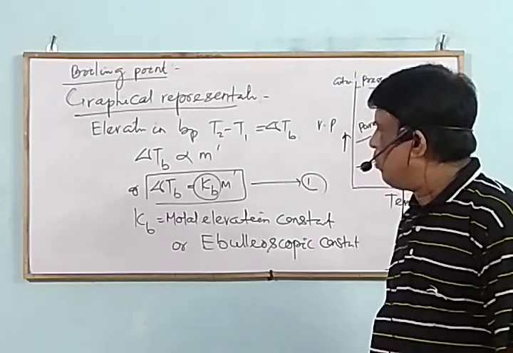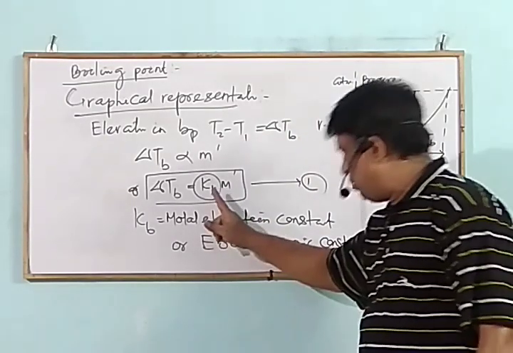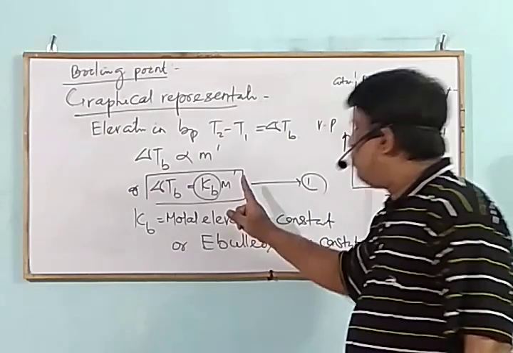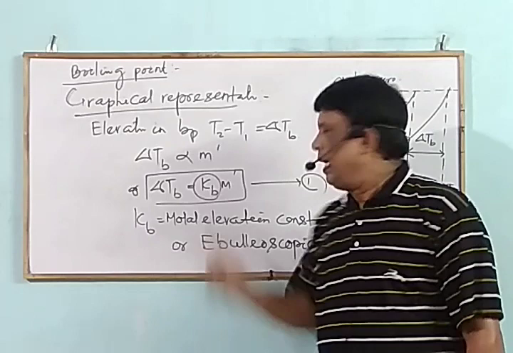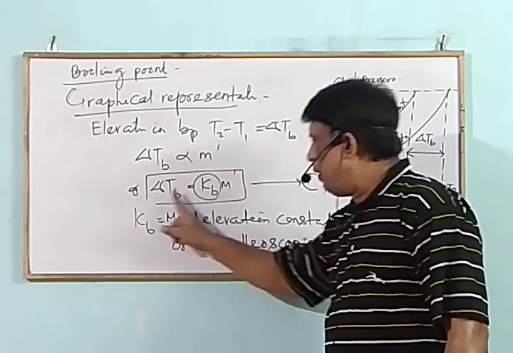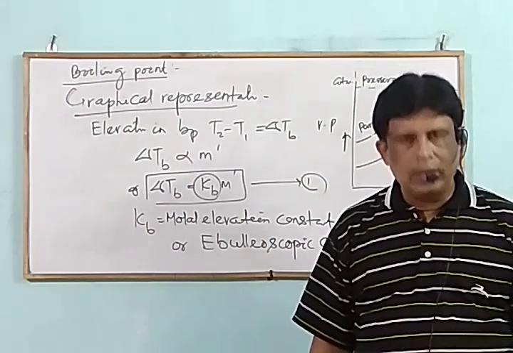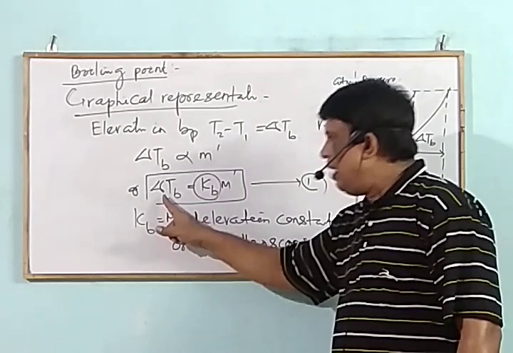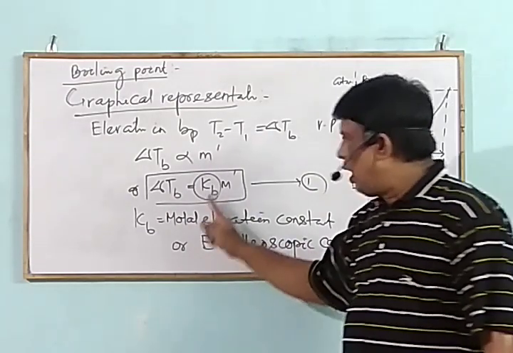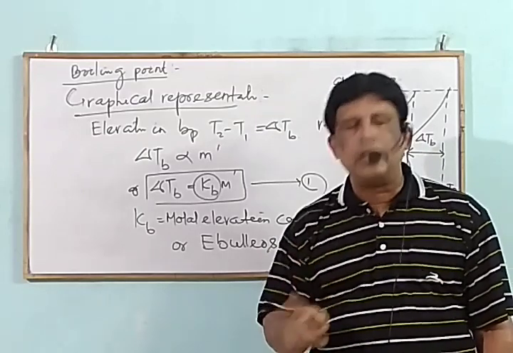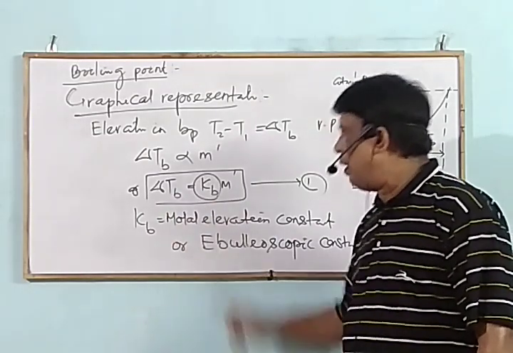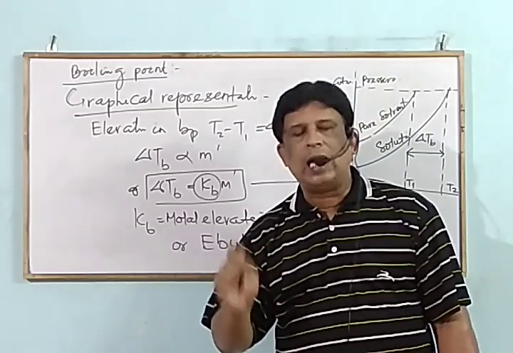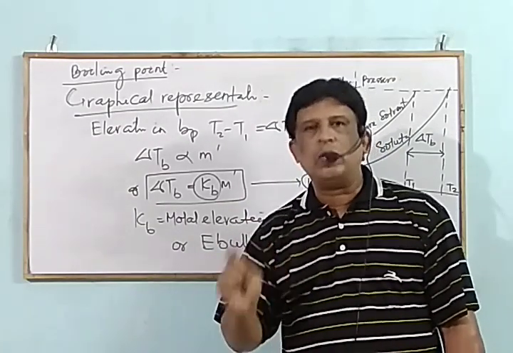From this relation one is able to derive the definition for ebullioscopic constant or molal elevation constant. Mark that. If the molality of the solution is 1, then Kb is equal to del Tb. Hence, the molal elevation constant or ebullioscopic constant is defined as the elevation in boiling point when molality of the solution is unity, that is, 1 mole of non-volatile solute dissolved in 1 kg or 1000 gram of the solvent.